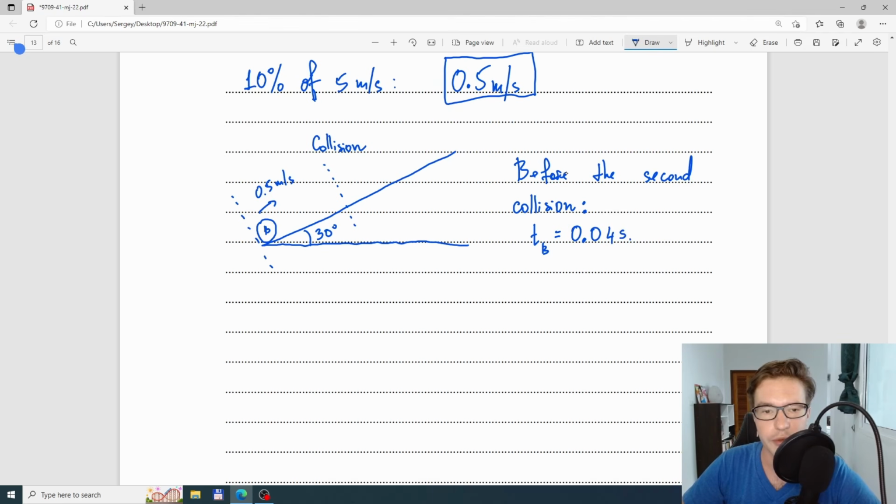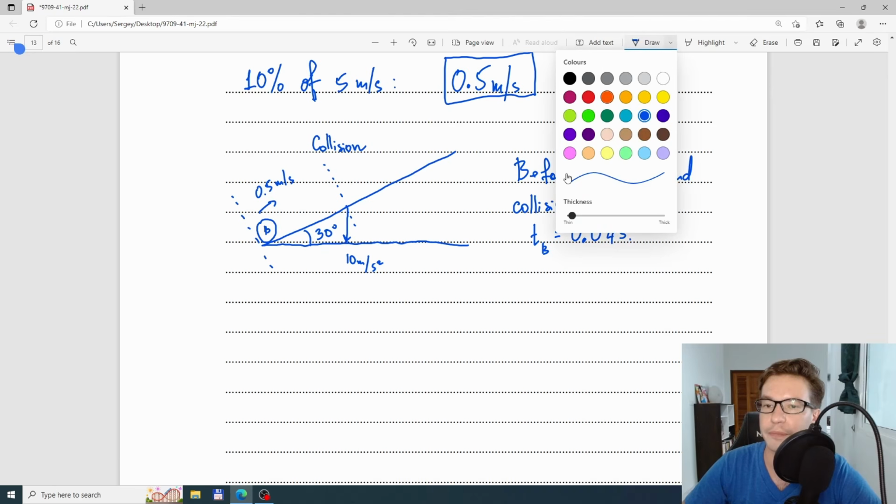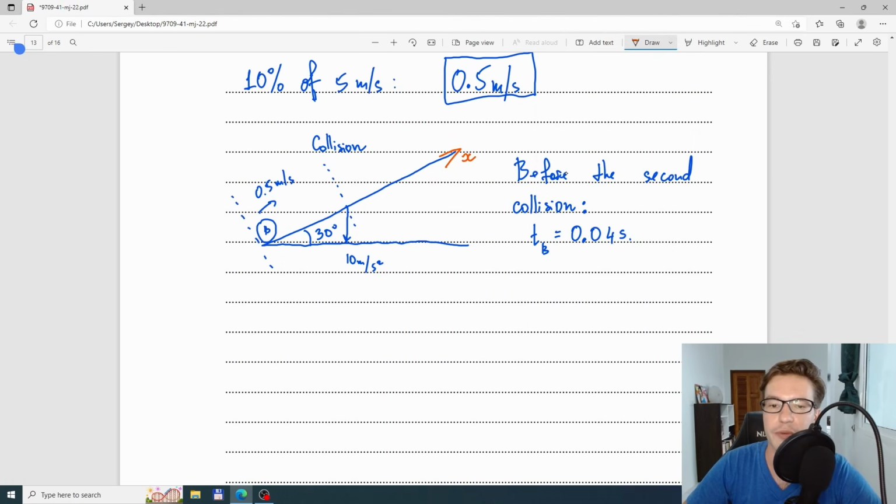Okay, now I want to know the velocity of B before the collision, and the only force acting on this particle is the force of gravity. So acceleration of the particle B is pointing downwards, and it equals to 10 meters per second squared. However, the particle is moving up the plane. So I will choose my x-axis this way. And y-axis is going to be perpendicular.